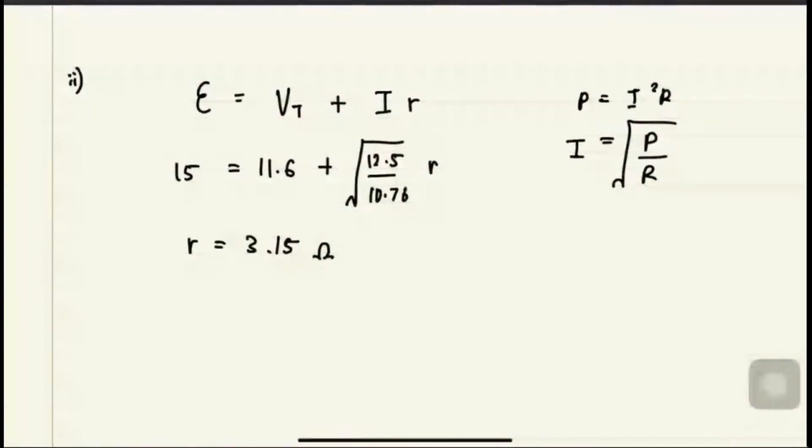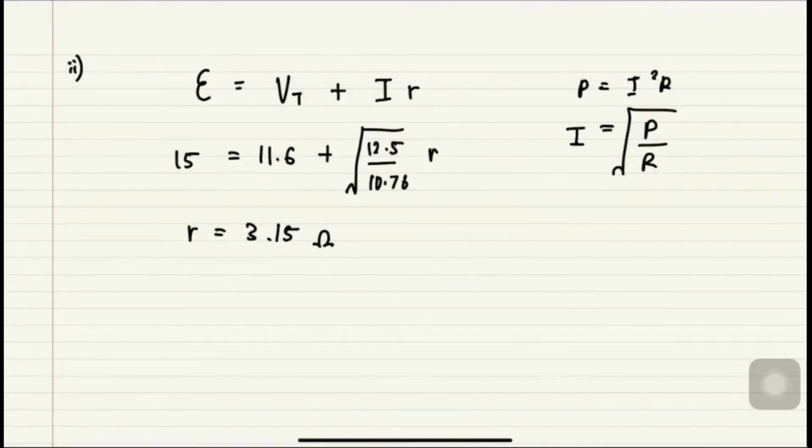Just recheck the calculation, or you can calculate the square root first, which is 1.08, and then you can solve for 15 minus 11.6 divided by 1.08. You should get 3.15 ohm. Okay, that was for question 2. Sorry, for 2 lah.